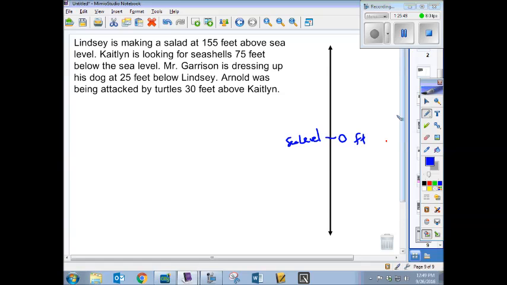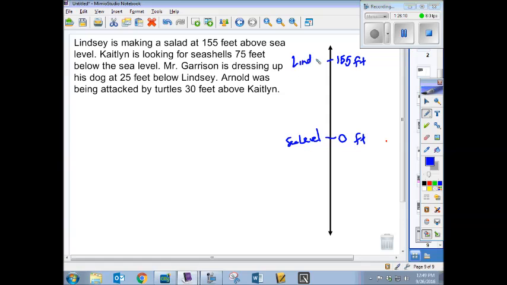Let's talk about the first sentence. Lindsay is making a salad at 155 feet above sea level, okay? So where's Lindsay making her salad on this number line? Be specific. Hope? 155 above the sea level. You got it. So we know it's going to be 155 feet right there, and we know that's going to be Lindsay and her salad.